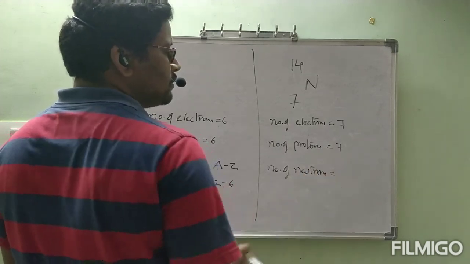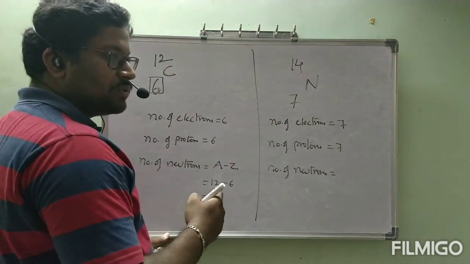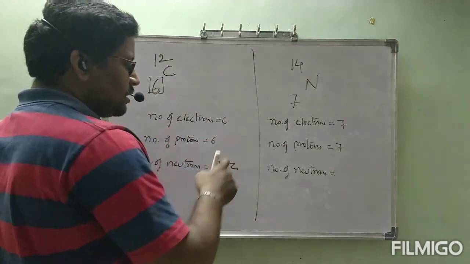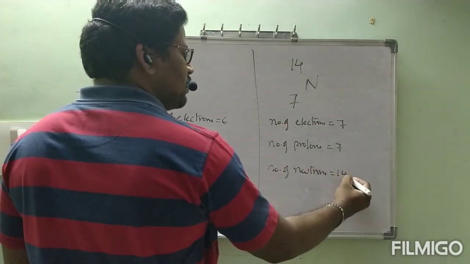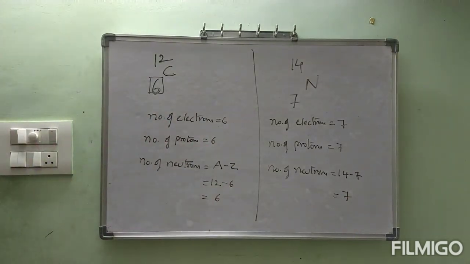Number of neutrons equals 14 minus 7. I am writing directly because the formula is known to you. A is 14, Z is 7. 14 minus 7 is equal to 7. Number of neutrons in nitrogen is 7. Number of neutrons in carbon is 6. In this way, we have to calculate the number of neutrons for any atom. They will definitely give the mass number. No problem at all, or by habit you will remember it.